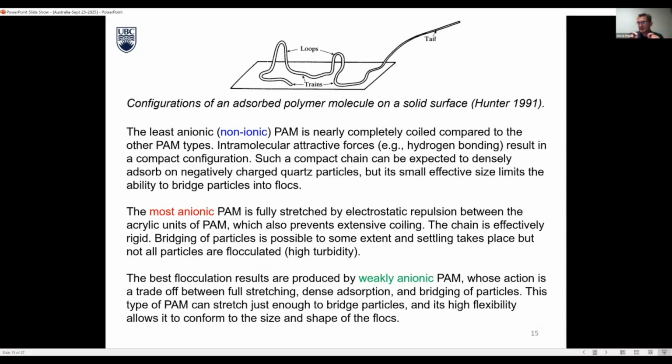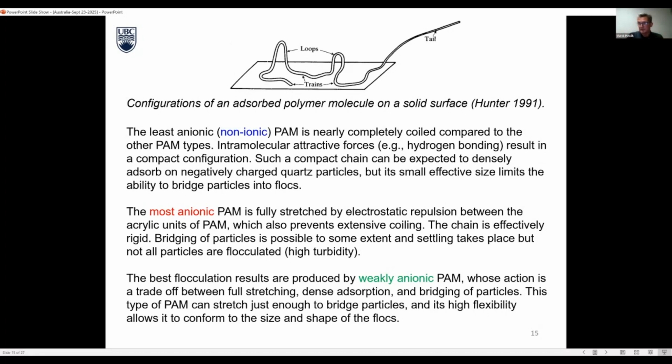It's rigid because the electrostatic repulsion between the groups keeps the polymer stretched, right? Any collapse on its own and intramolecular bonding is very difficult because that would need to go against electrostatic repulsion. So in this case, the polymer is effectively rigid and not quite powerful as a flocculant. On the other extreme, the most non-ionic polymer, N100, again, it's completely coiled. The intrinsic viscosity is very low. It doesn't uncoil. It is unable to bridge particles into flocks.